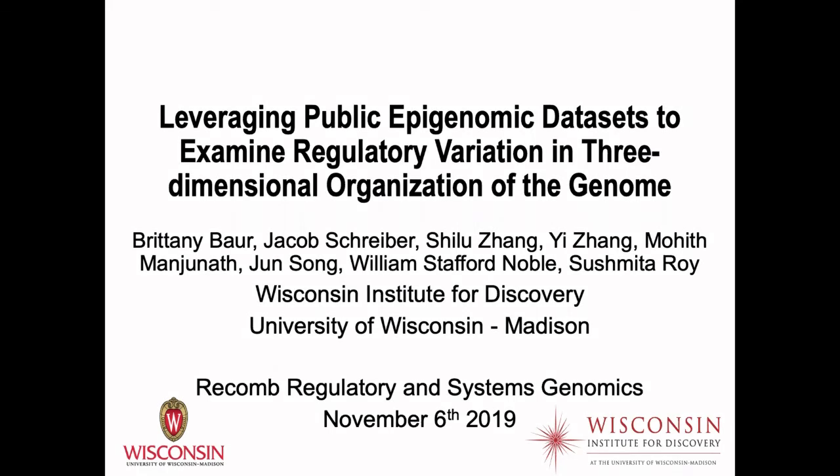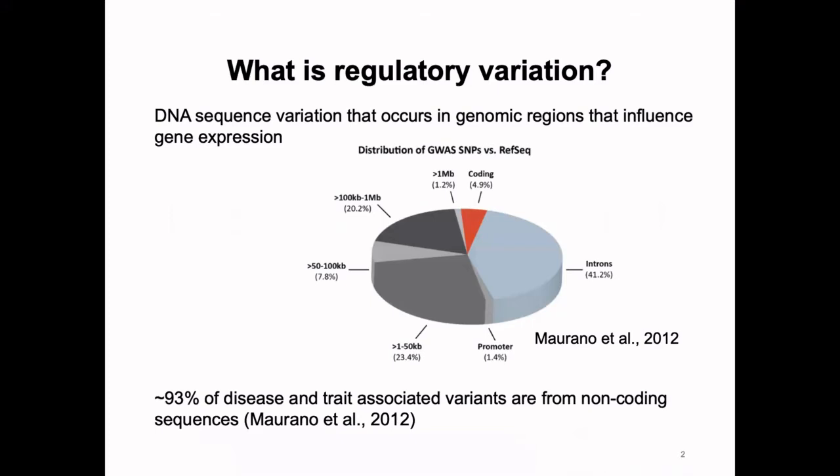Today I'll be talking about our project looking at regulatory variation in the 3D genome. So regulatory variation is DNA sequence variation that occurs in genomic regions that can influence gene expression. And so only about 5% of the GWAS SNPs in the NHGRI-EBI catalog are in coding regions, and 93% of them are in non-coding regions, with some of them located 100 kilobases to 1 megabase away from anything that's coding. And so it's really important to try to understand what these non-coding variants are doing, how they're influencing the trait, what pathways they're targeting, and so on.